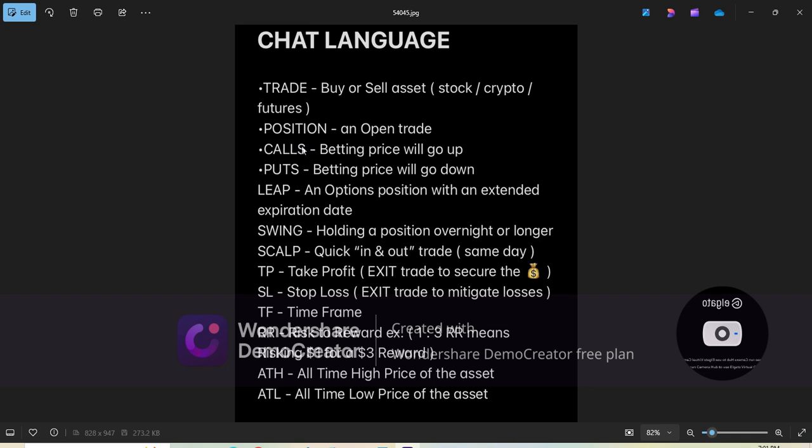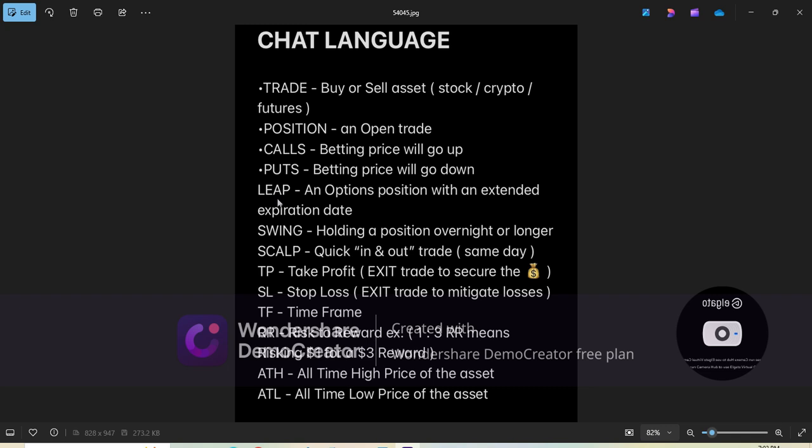Calls means that we're betting that the price of the asset is gonna go up, right? So if, for example, Apple is $1 and we say we're gonna take calls, we're betting that Apple is gonna go to $1.50, $2, or what have you, right? Puts is the opposite. We're betting that the price is gonna go down. So when we say puts, we're betting that the price is gonna go down, right?